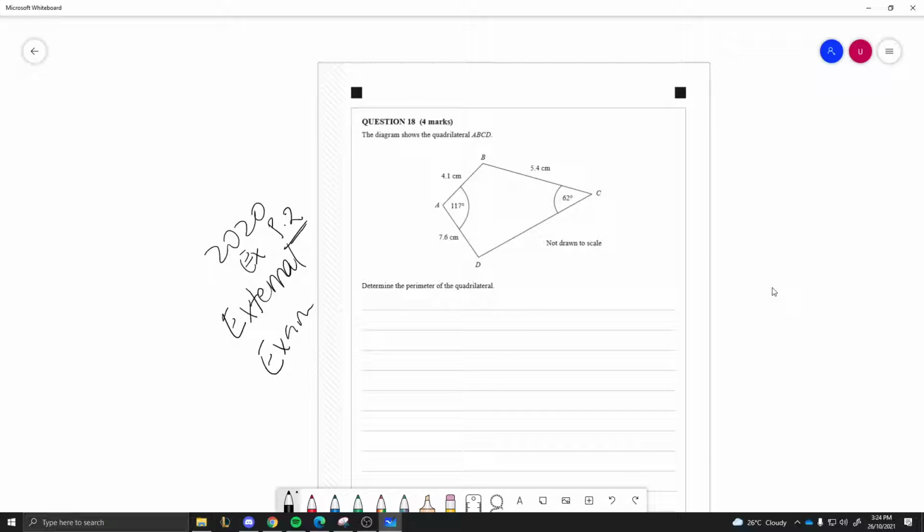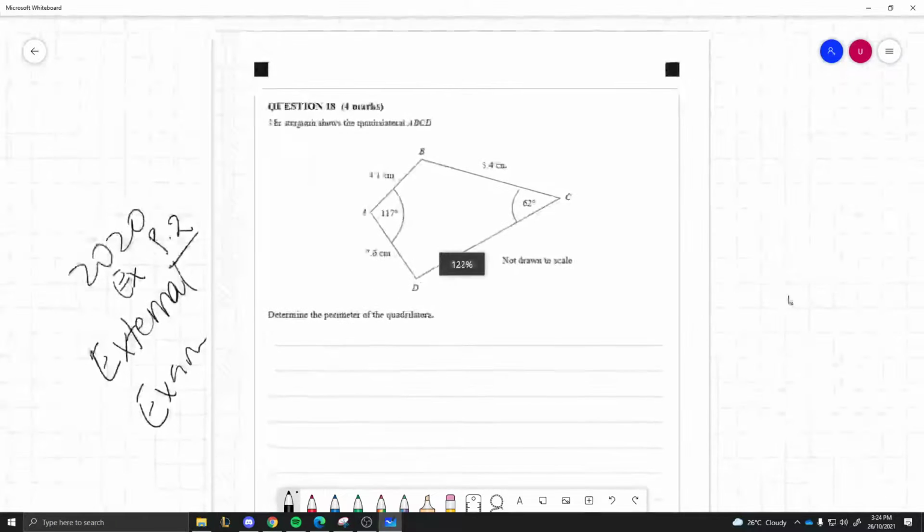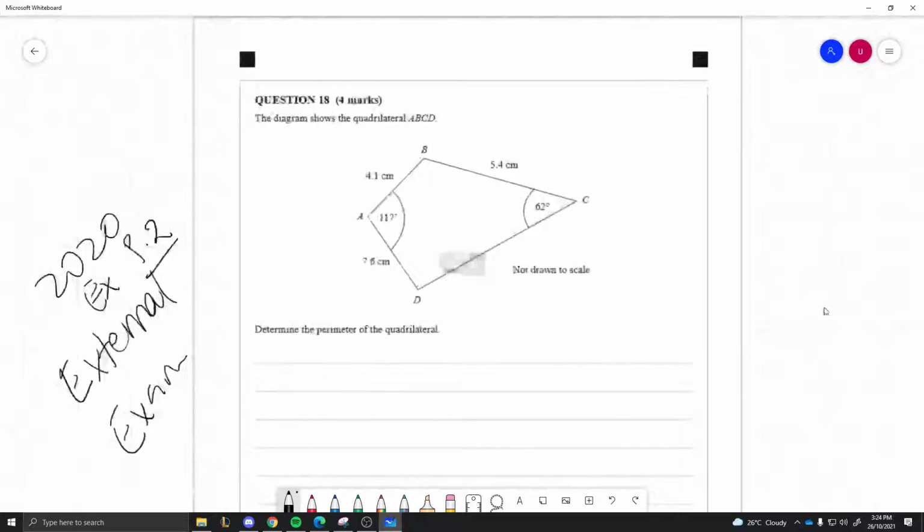It's a weird kite-looking shape with no right angles, at least from what we can see. It's doable. So, determine the perimeter of the quadrilateral. When you see perimeter, because sometimes you get area and sometimes you get perimeter, you need to remember units. Units are very important.